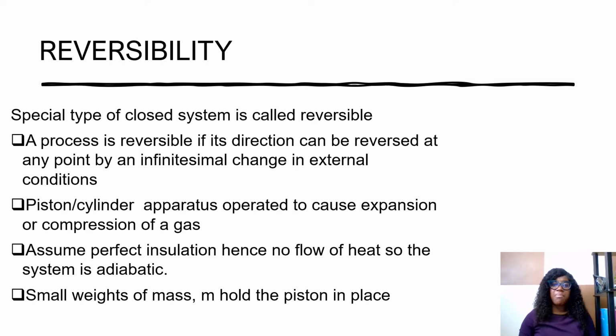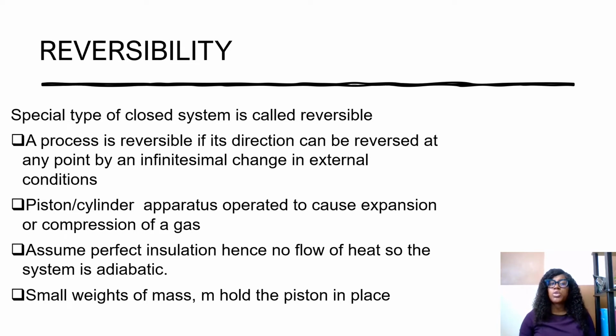Now, a special type of closed system is called reversible. So in other words, a process is reversible if its direction can be reversed at any point by a small change in conditions, meaning it can go back to its original state just by merely changing something in its initial conditions. So if we have a piston cylinder setup and it's operated to cause an expansion or compression of a gas, we can assume perfect insulation. So once we have perfect insulation, there is no heat. Remember those series of definitions that I asked you guys to look up? So that means our system is adiabatic.